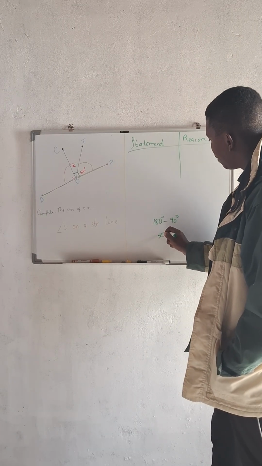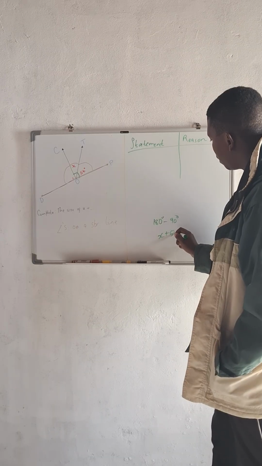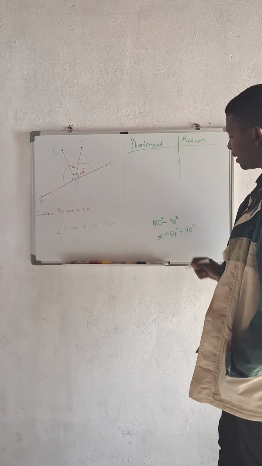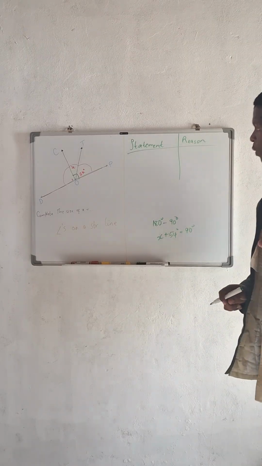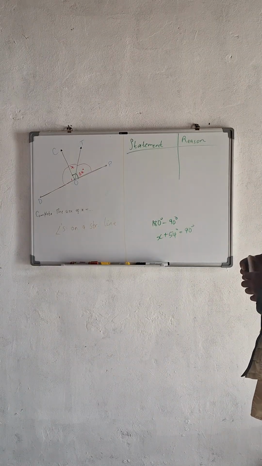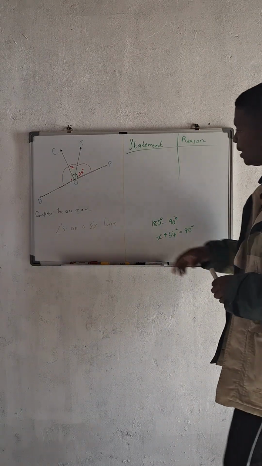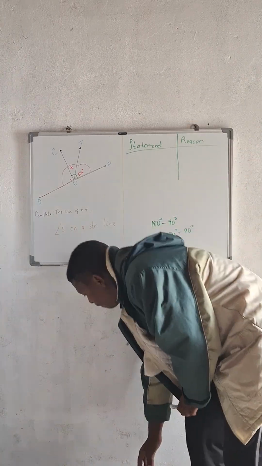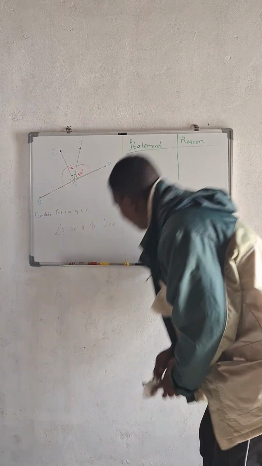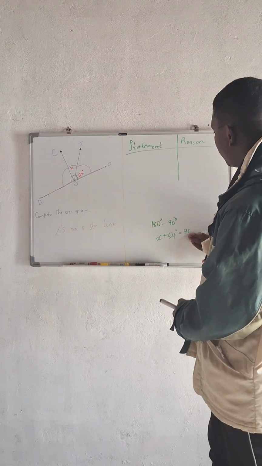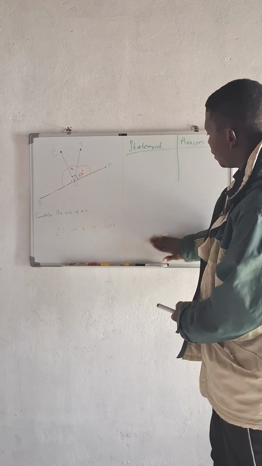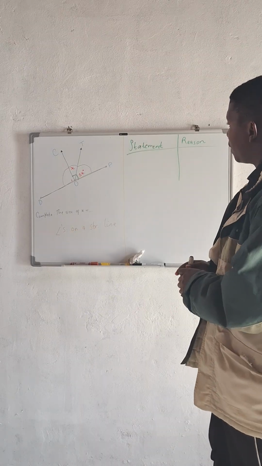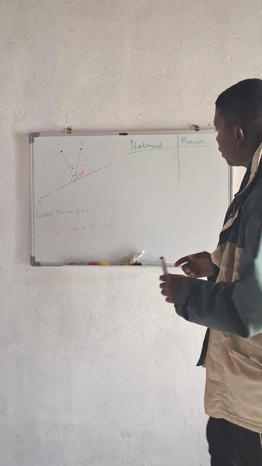So X plus 54 degrees is equal to 90 degrees. Let us use this statement actually. In actuality, let us use the statement. They said we need to find the angle, because I wanted to use angles on a straight line, but we can use this one, and then we're gonna come to that one of angles on a straight line. It's no problem at all.